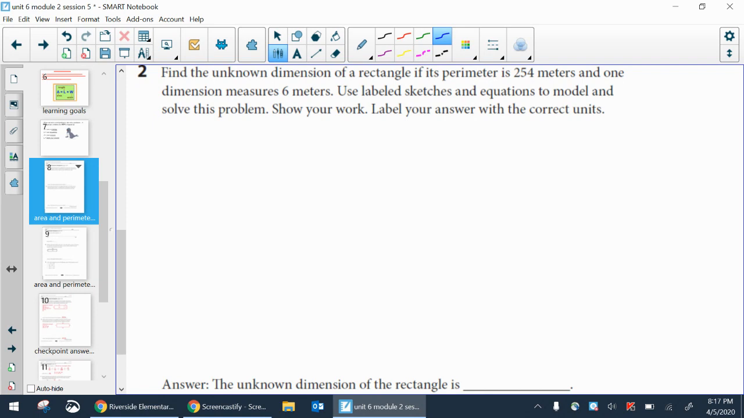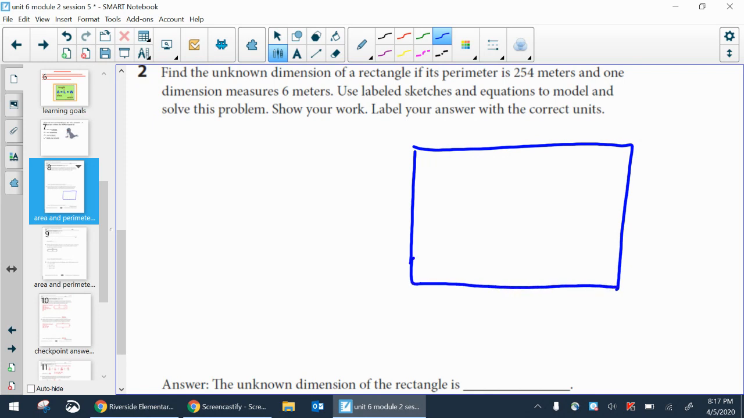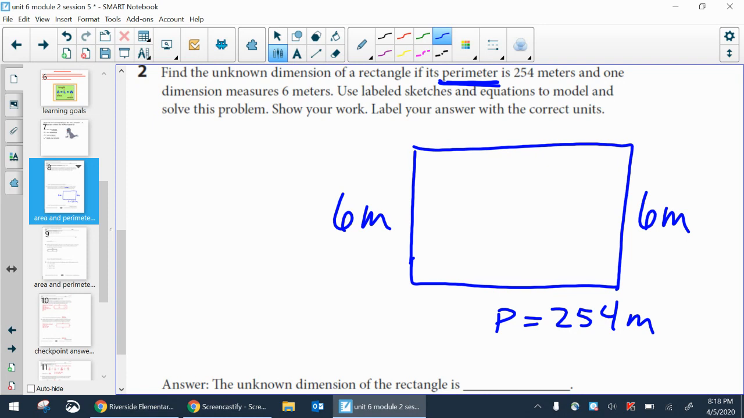So again, let's sketch this out by making our rectangle. And understanding for this problem, we're talking about the perimeter, the distance around. It's telling us that the perimeter is 254 meters in all, and one dimension measures 6 meters. So with a rectangle, if I know this side, I know the dimension, or I know the length, in this case the width, of the other side, which would also be 6.